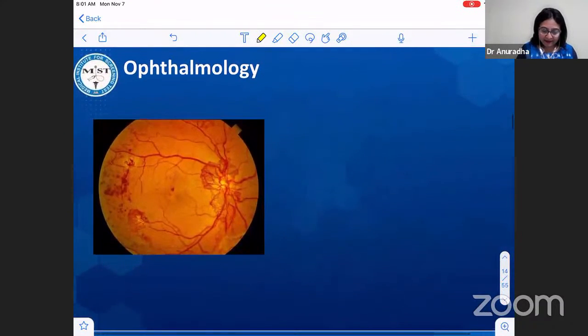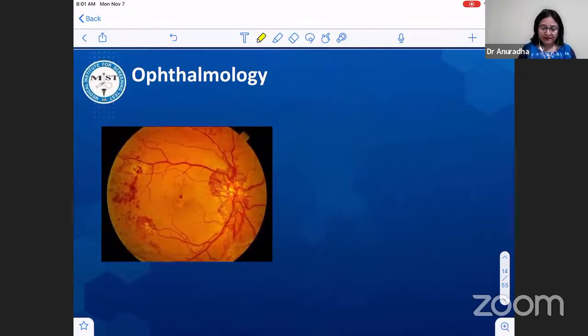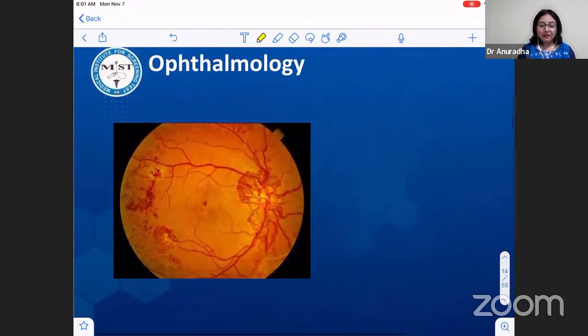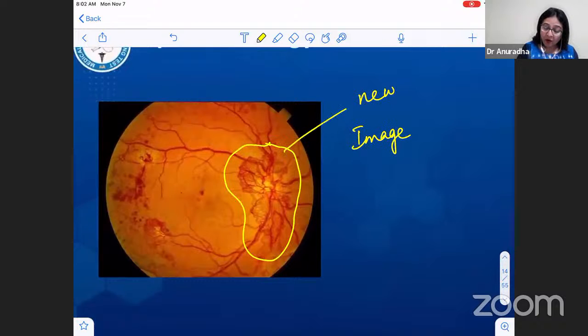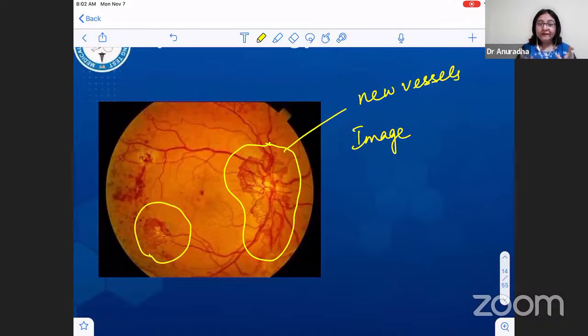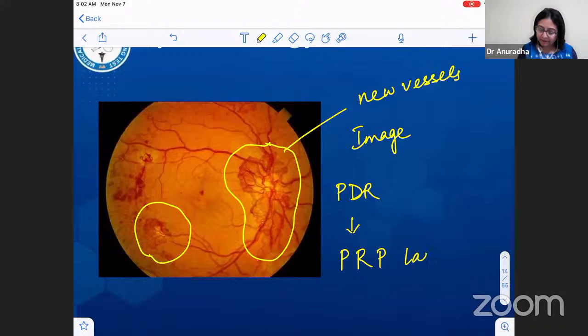So I am already going to tell you what you do for NPDR. But before we go for that, just because this can come as an image question also, you must know how to identify new vessels on the surface of the retina. You can see the fronts of the new vessels on the surface of the retina, dear friends. When there are new vessels on the surface of the retina, it is the stage of PDR. And what is the treatment for PDR? PRP laser.